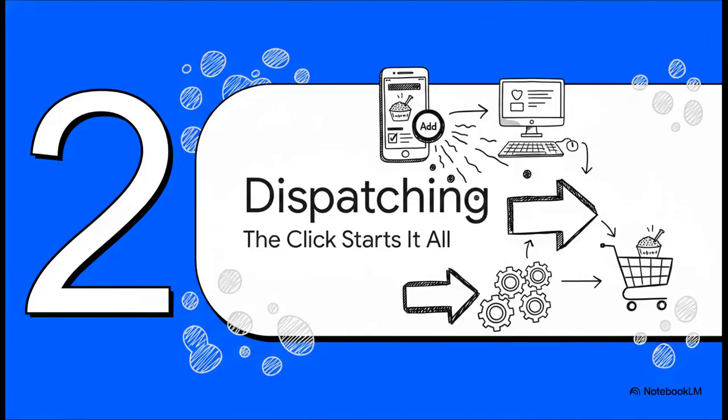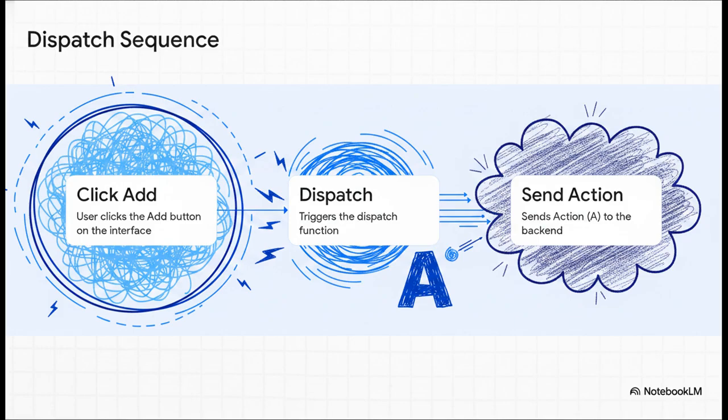Which brings us to Section 2, Dispatching an Action, the click that starts it all. The exact millisecond you decide you want that biryani and hit Add, you kick off an invisible chain reaction. Hitting Add triggers what developers call a dispatch, and this dispatch effectively flings into action, which is labeled here with a clear A, right across the chasm, from the visible user interface over into the hidden backend logic.